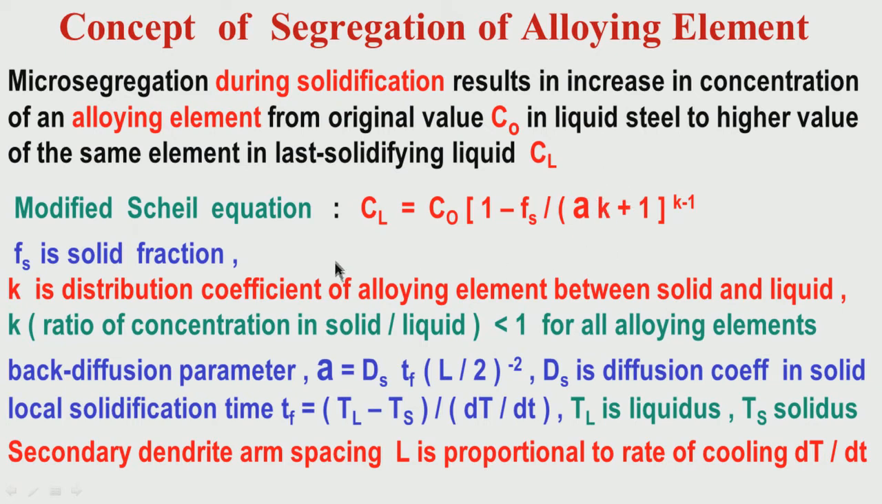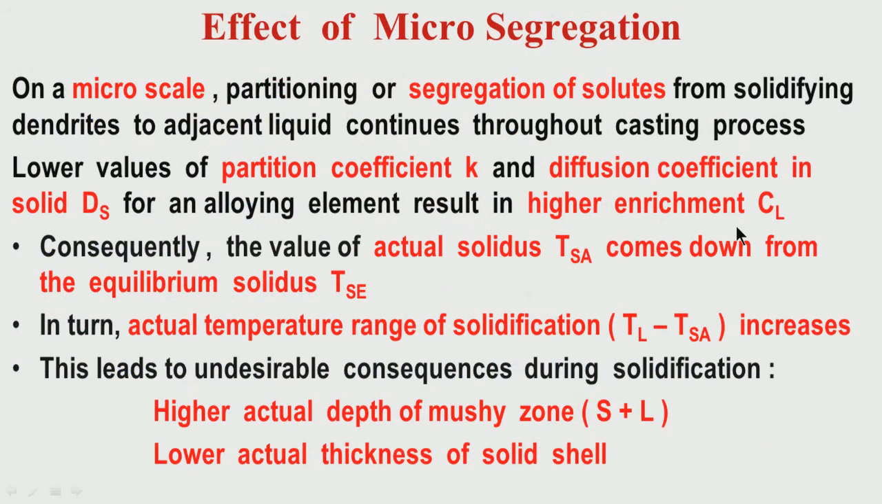The lower the value of k, the more the segregation, and the higher the value of the diffusion coefficient in solid, this also will change the value of Cl. Now, let us see how does it change.